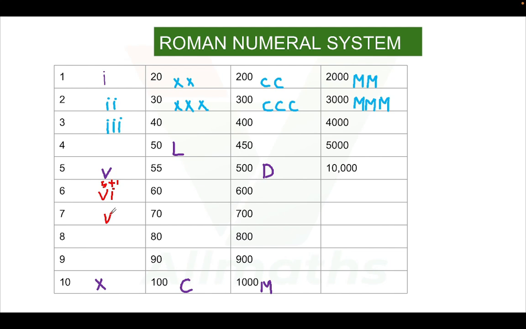So you can have V I I, giving you 5 plus 1 plus 1, which is 7. We can have V I I I, 5 plus 1 plus 1 plus 1, which will give us 8. Remember, family of 1 cannot be 4, so we cannot have V I I I I. So we stop this here.